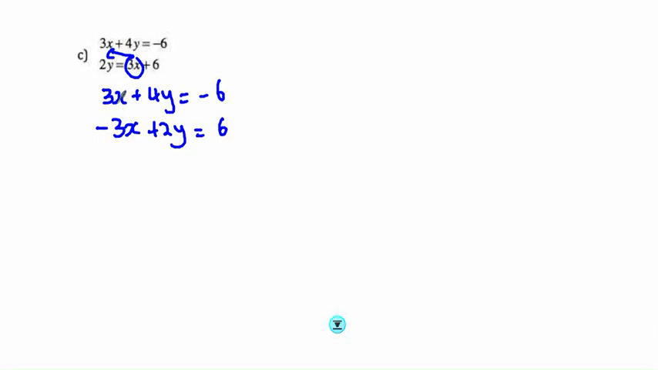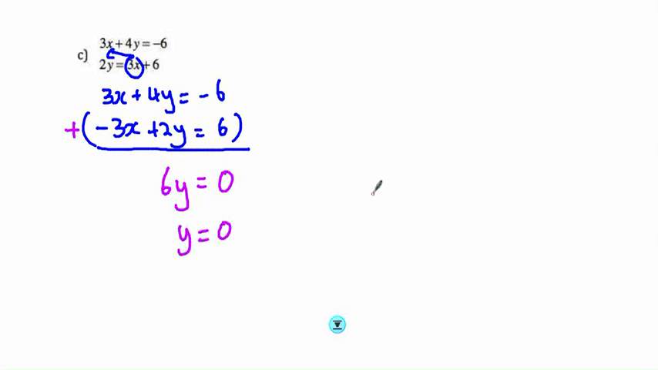Luckily again we have a plus 3x and a minus 3x, and we can go ahead directly to add those two equations to each other, and the x's will cancel out. We have 6y, and minus 6 plus 6 is 0. Divide through by 6 and we have our y value of 0. We substitute this back in. Again, remember, just because y is 0 does not necessarily mean x will be.